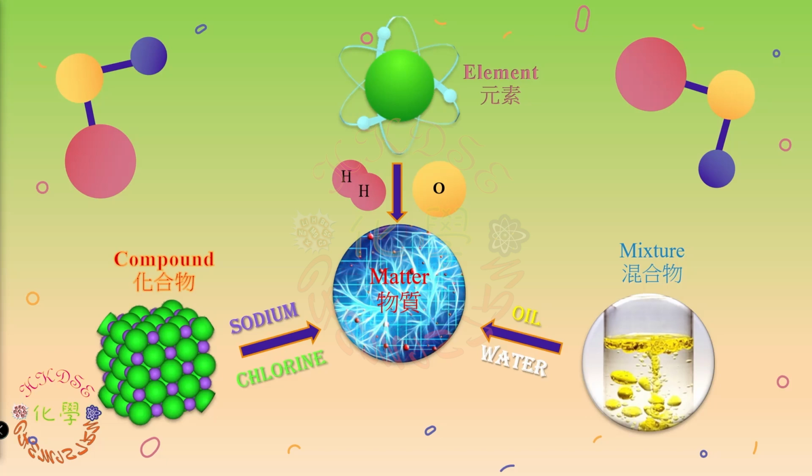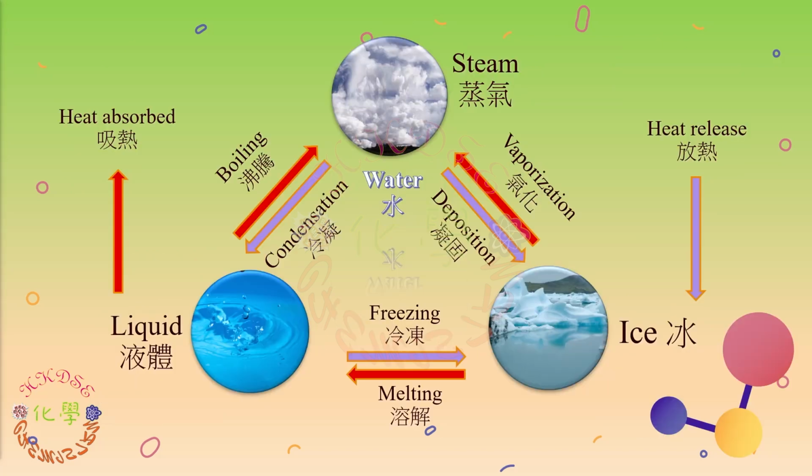The three states of matter. Three states of matter: gaseous, liquid, solid. Example: hydrogen gas is gaseous state, water and oil are liquid state, sodium chloride crystal is solid state. There are three states of water: steam is gaseous state, water is liquid state, and ice is solid state.